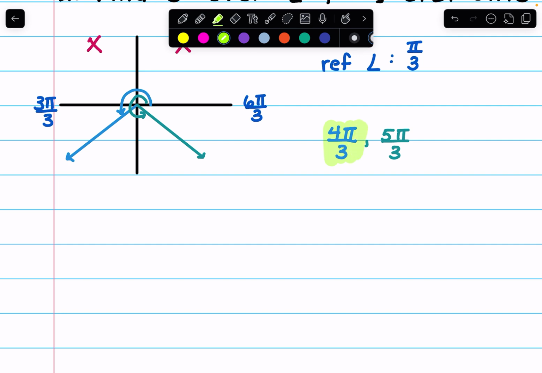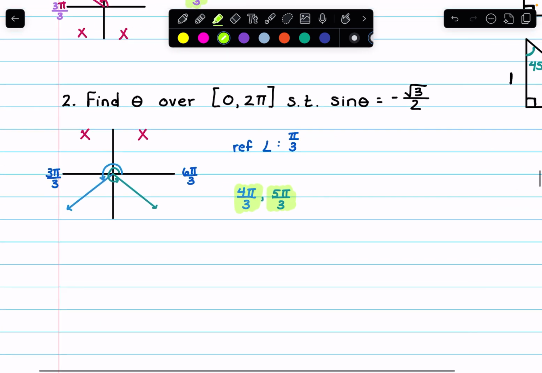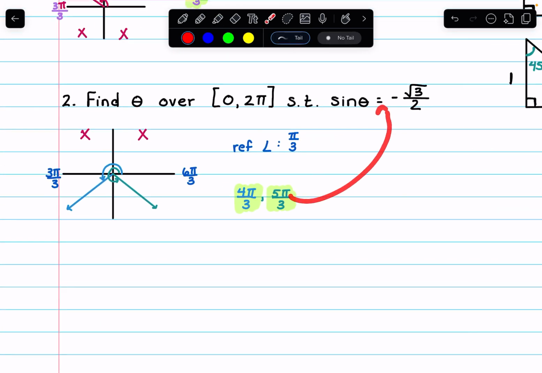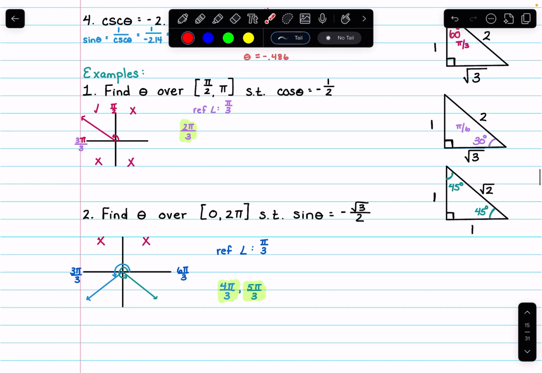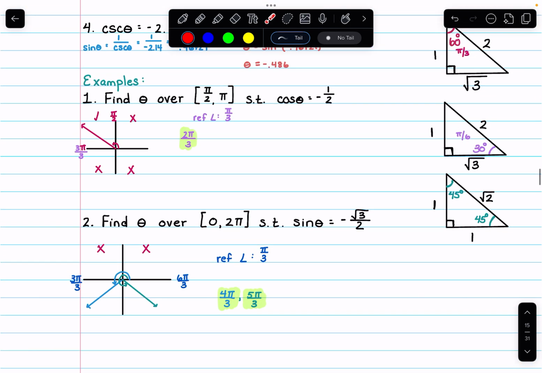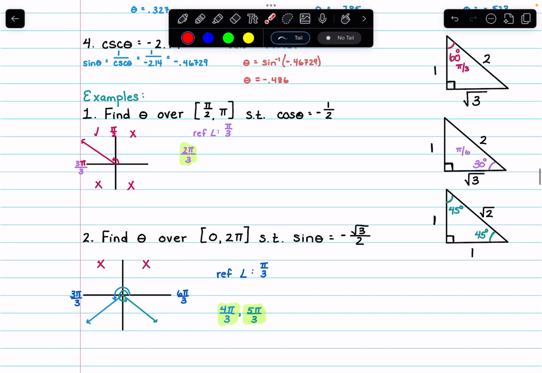So both of these angles are the answer. Again, I could plug both of them in for theta and get negative square root 3 over 2. Okay? And that is all of section 3.3.